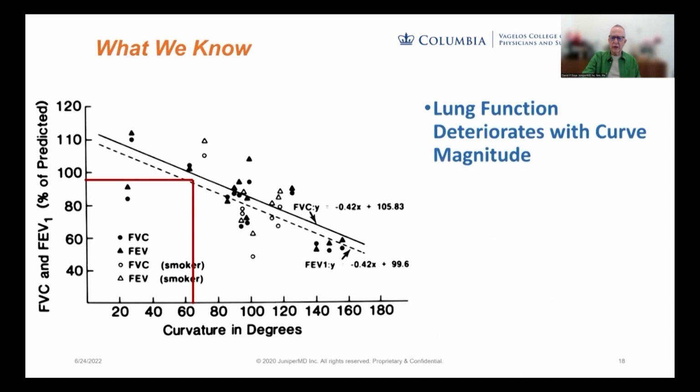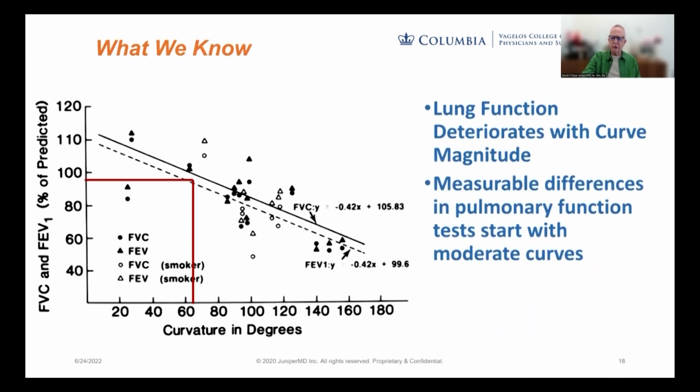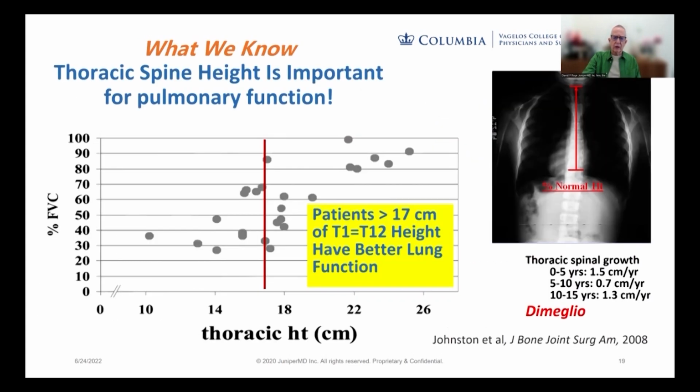We also know that lung function deteriorates with curve magnitude, and measurable differences in pulmonary function start with relatively moderate curves. We also know that thoracic height is important to pulmonary function, and patients with spinal height of greater than 17 centimeters have better lung function than those who don't.